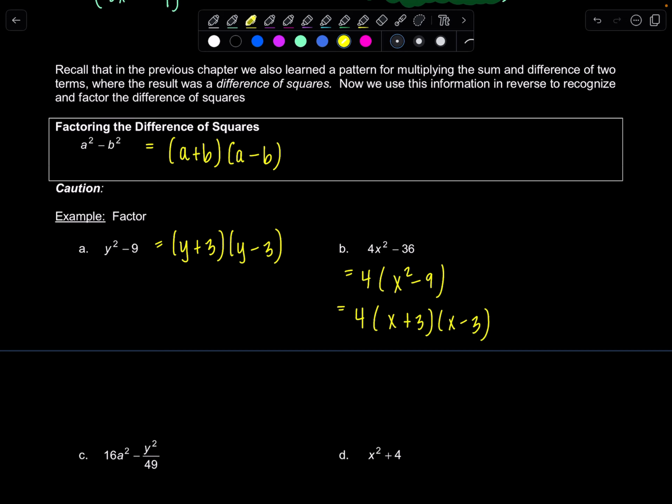If you don't take the GCF out first, it doesn't come out nice, because then you have 2x minus 6, 2x plus 6. Then you have to factor a 2 out from each of them. So 2 times x plus 3, 2 times x minus 3, and then those 2's together give us the 4. So just take it out from the get-go, believe me.